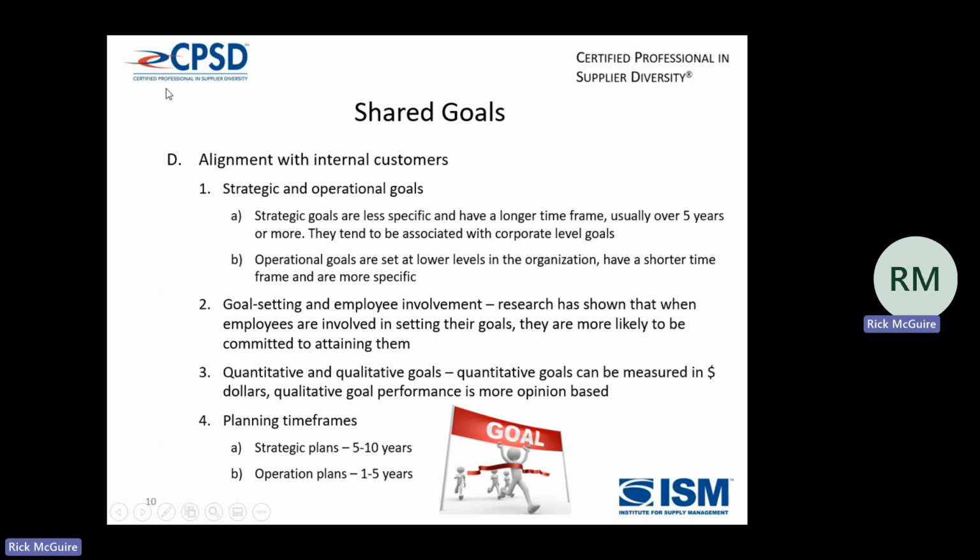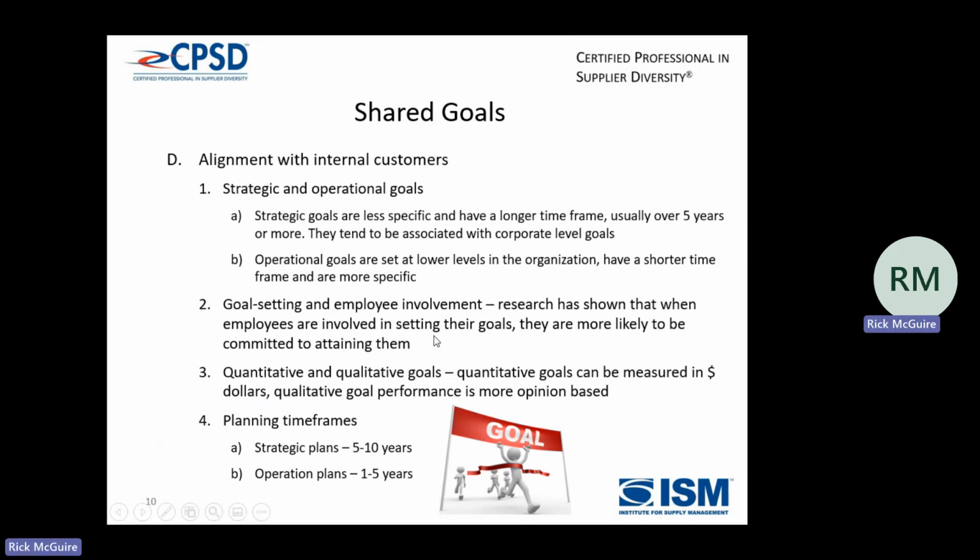Alignment with internal customers. Strategic and operational goals. Strategic goals are less specific and have a longer time frame, usually 5 years or more, and they tend to be associated with corporate level goals. So those strategic goals are set at the top of the corporation. Operational goals are set more in the middle and lower levels of the organization. They have a shorter time frame and are more specific, but they support the strategic goals.